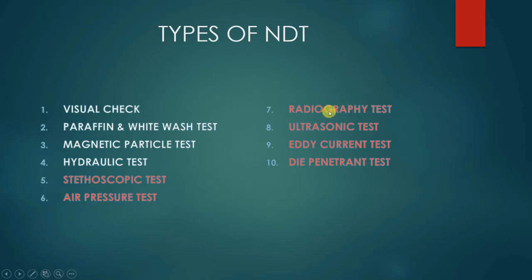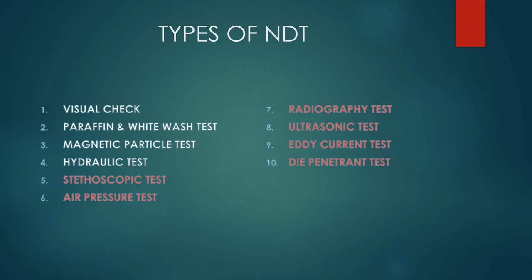But in this test we cannot know how deep our defect is. The next was ultrasonic test, in which pulse waves were used to find the crack. So if any defect is there at any level in the object, by pulse waves we can easily find out how deep our defect is.